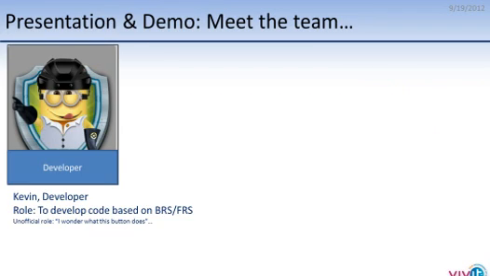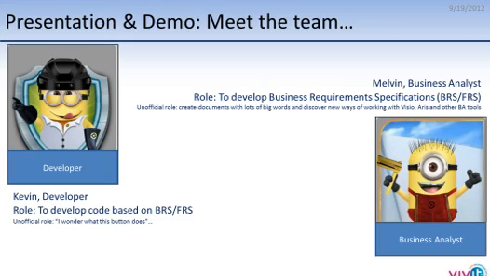We have then the developer. His name is Kevin, and he will be developing the application for us based on the business requirement specification, indicated here by the abbreviation BRS, or functional requirement specification. The term is largely used here, but you can be creative and use whatever you want. He gets a document from the business analyst, and he will be doing the code, and that's pretty much it. We then have the actual business analyst, whose name is Melvin.